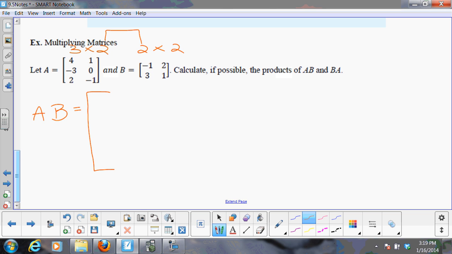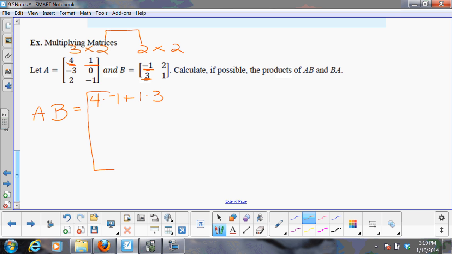So we are going to multiply a row by a column with entries. So I'm going to do 4 times negative 1 and add it to 1 times 3. That's the first spot. And then I'm going to move down.